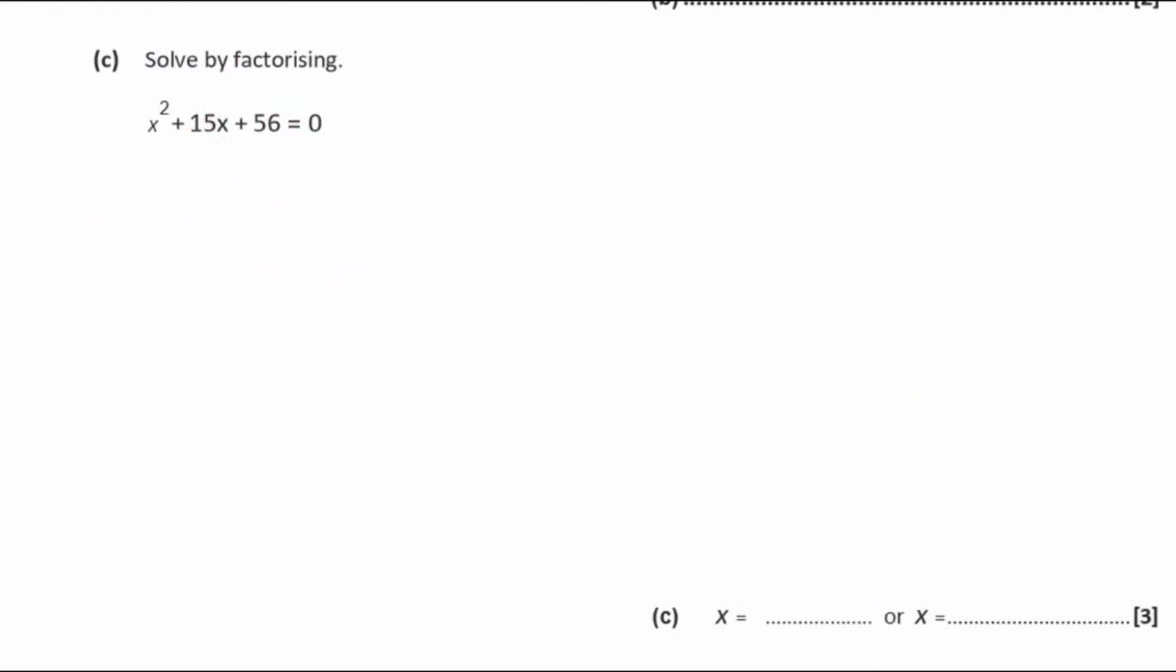Finally, we've got a quadratic to factorize, x squared plus 15x plus 56. So I tend to start with the number on the end, the 56, and I would be looking for all the factor pairs of 56. What are the factor pairs of 56? I've got 1 and 56.